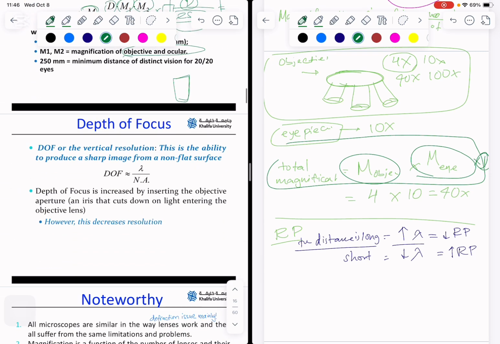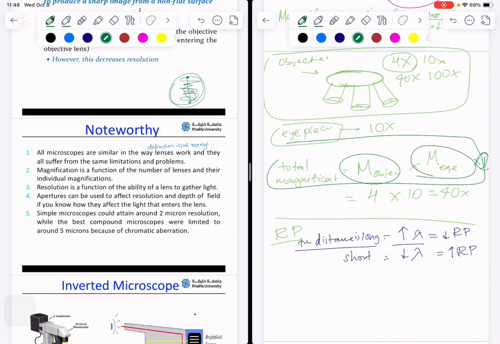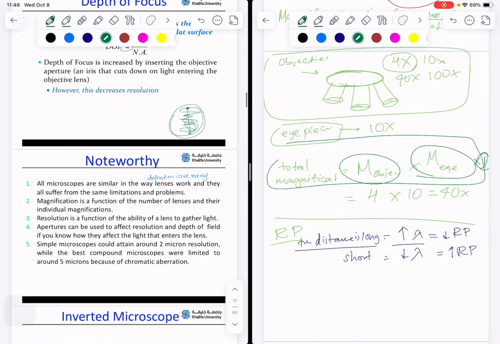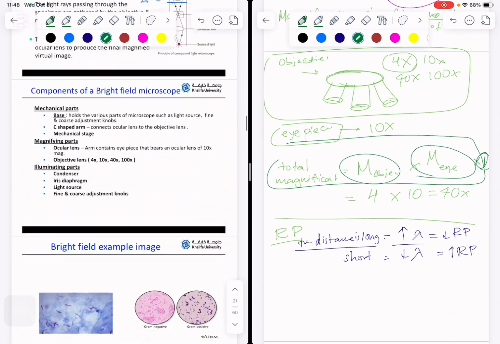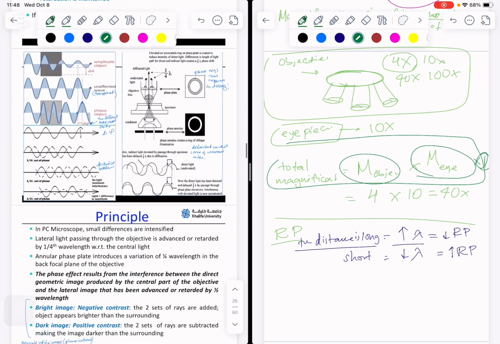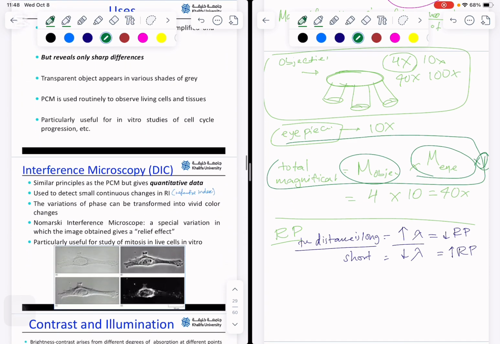The last thing is the depth of focus. Basically, it refers to the vertical distance from front to back. I added some noteworthy stuff to remember, and I can't even guess the questions he's going to put. The rest are basically the types of microscope. I'm pretty sure you could just see them on YouTube or something.